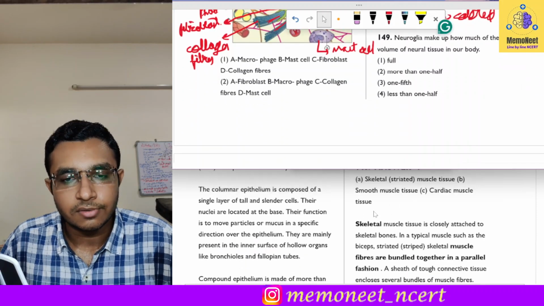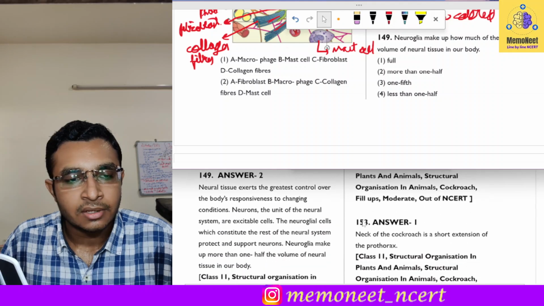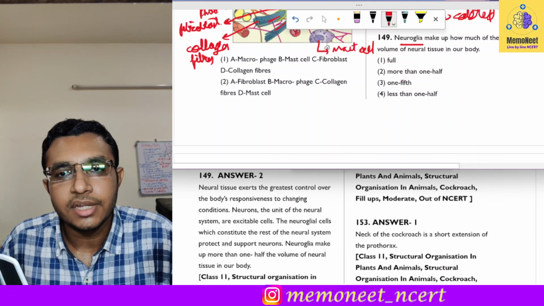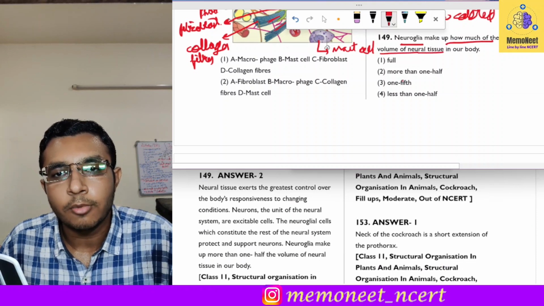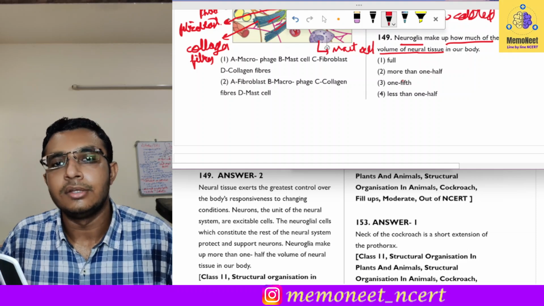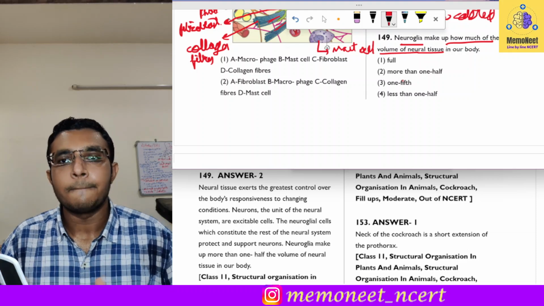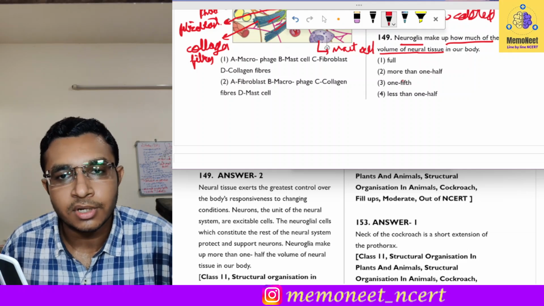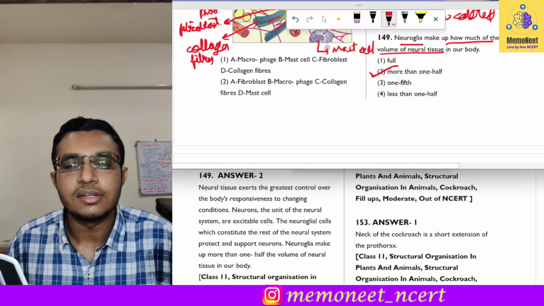Next question is question number 149. So it is the penultimate question, and it states that the neuroglia make up how much of the volume of neural tissue in our body. So as we have seen before, that the neuroglia are the supportive cells, but they make up more than half of the volume of the neural tissue in our body. Okay, so the correct answer is option 2.